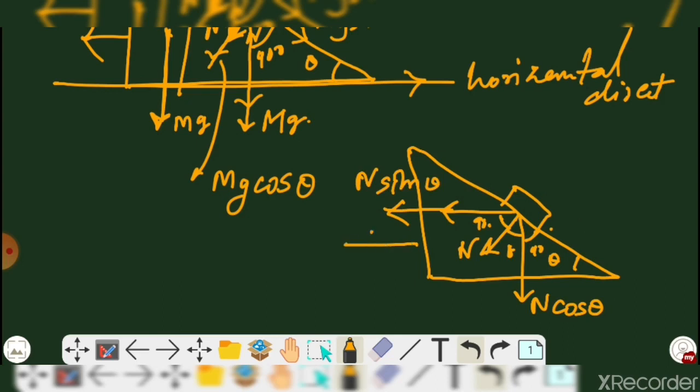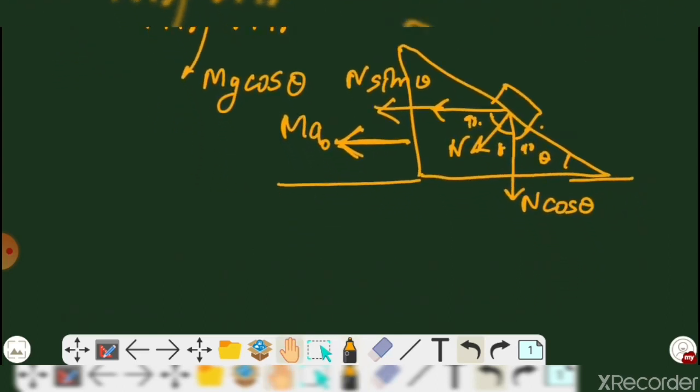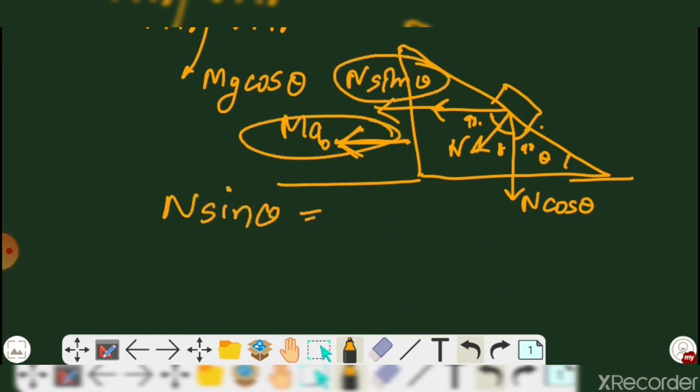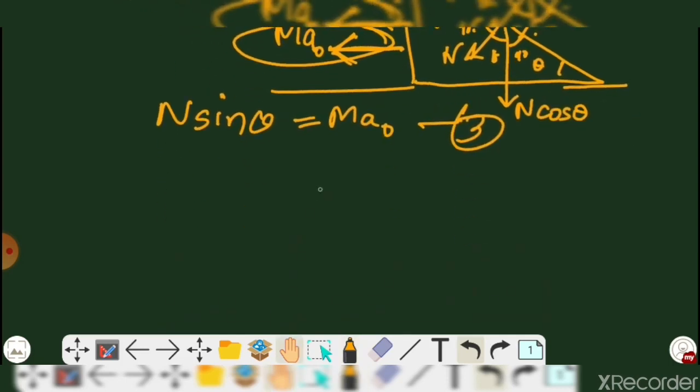Similarly, the block is sliding in a backward direction with respect to this surface, which we call ma0. So in this equation, we consider only the horizontal component. N sin theta is equal to ma0. That is what we call the third equation.